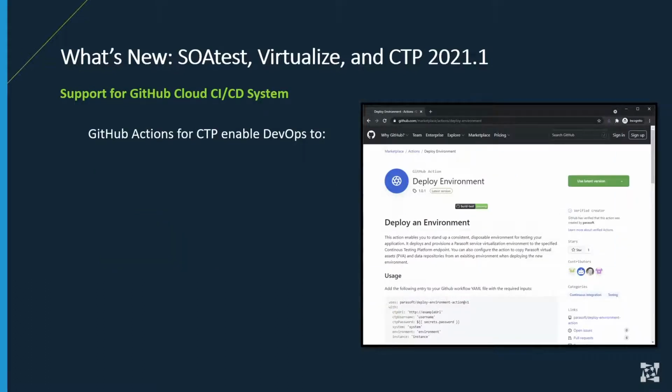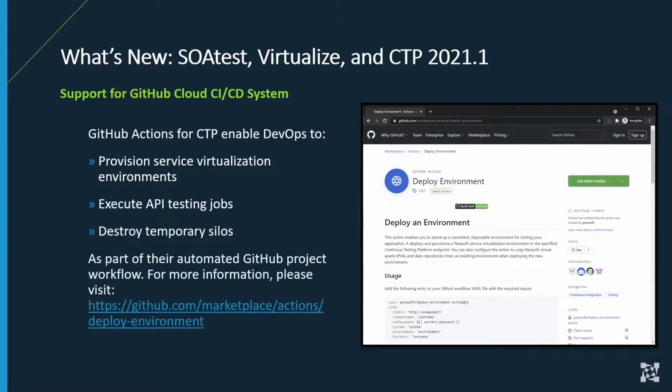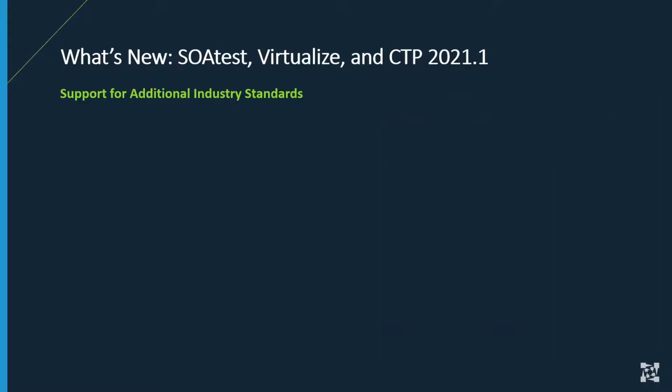Good news for users of GitHub Cloud, GitHub Actions for Parasoft CTP enable DevOps to provision service virtualization environments, execute API testing jobs, or destroy temporary silos as part of their automated GitHub project workflow. For more information, please visit github.com/marketplace/actions/deploy-environment.